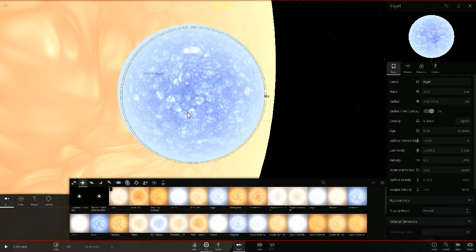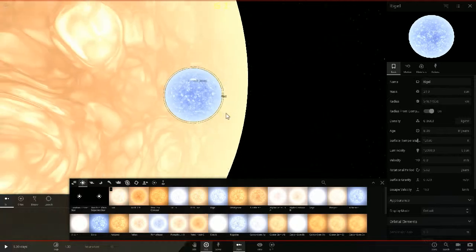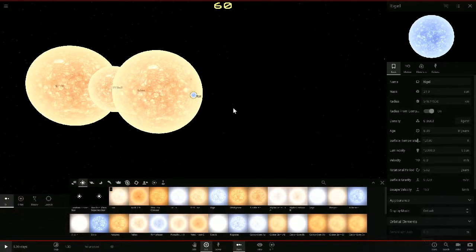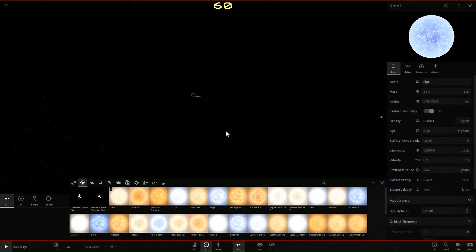A blue supergiant can only go on for easily about 600 million years. So yeah, Rigel's still a young star. But the difference between Rigel and the Sun is, look at the luminosity. It's 120,000 times the luminosity of the Sun. That is insane. That is crazy.